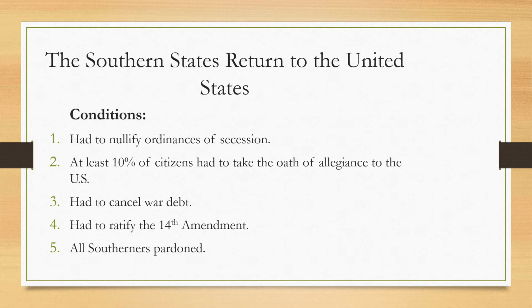In order for a state to return to the United States, it had to nullify its ordinance of secession from the United States. At least 10% of the citizens of the state had to take the oath of allegiance to the United States. They had to cancel any war debt, and they had to ratify the 14th Amendment. In return, once they became a part of the United States, all Southerners who lived in that state were pardoned.